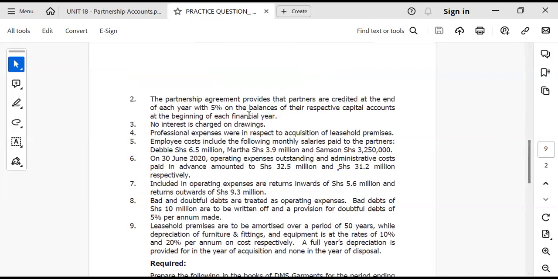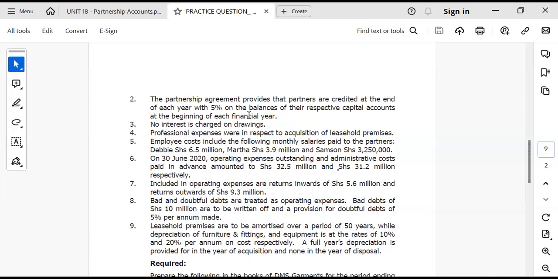Professional expenses were in respect to acquisition of leasehold premises. Employee costs include the following monthly salaries paid to the partners. We shall look at that and what it means. On 30th June, operating expenses outstanding and admin costs paid in advance amounted to 32.5 and 31.2 million respectively. By now, you know the treatment of advances and accruals.